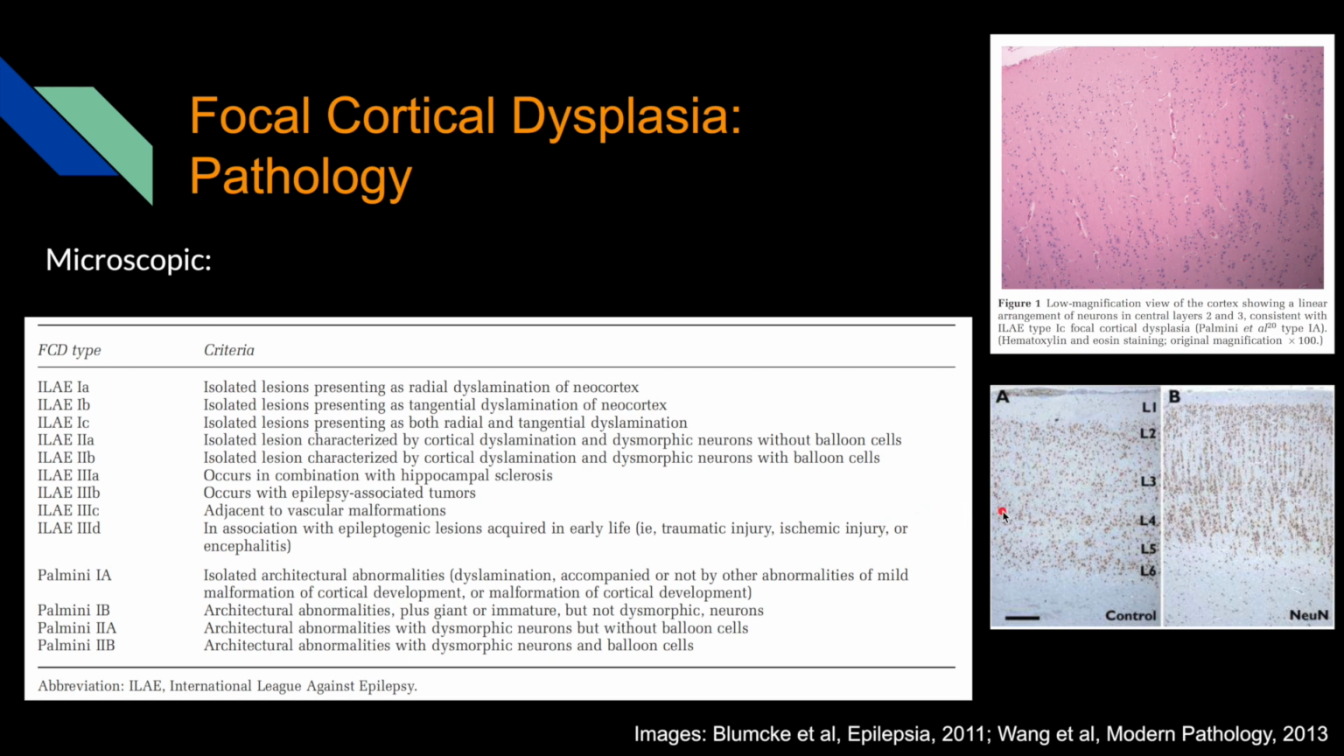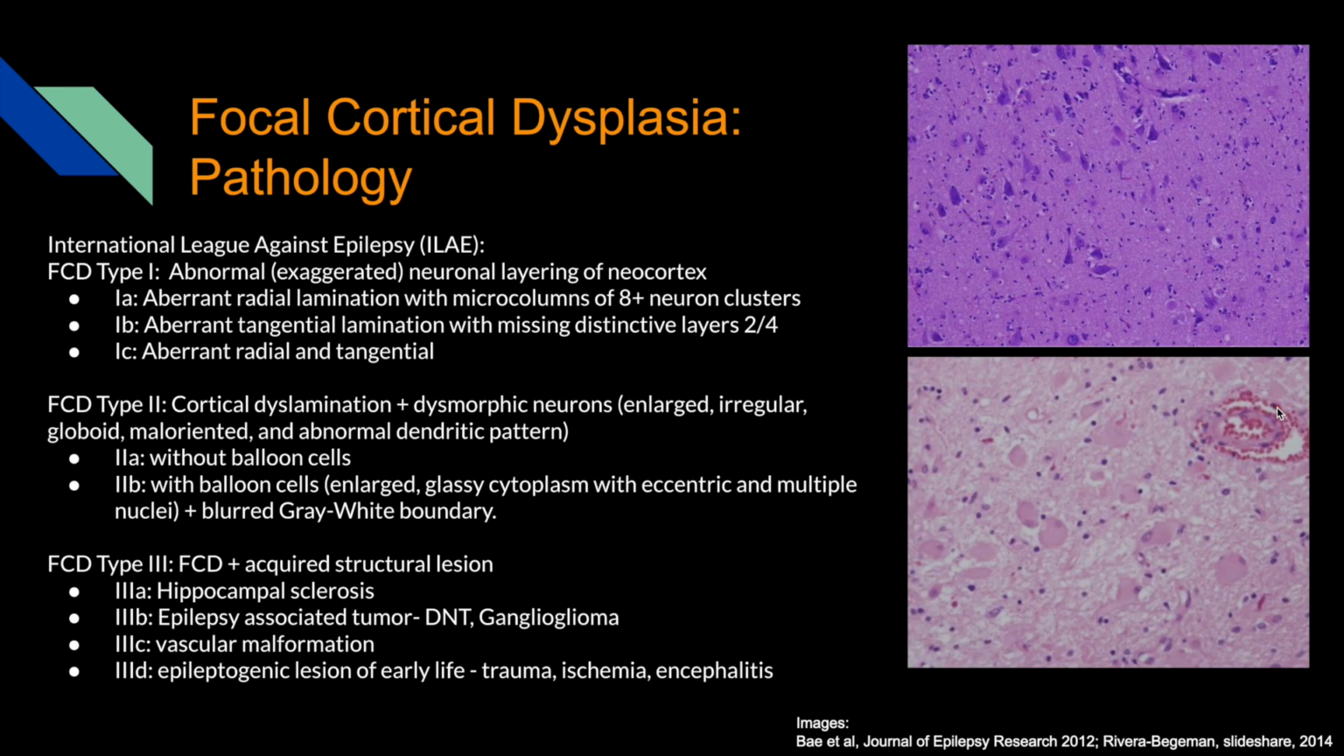You can see with NeuN, this becomes quite easy and more objective. So if you're struggling with one of the less objective ones, a NeuN can show you a nice layering of the cortex, whereas in perhaps type 1A, you get these very exaggerated microcolumns where you have these large pyramidal cells extending for the full thickness of the cortex.